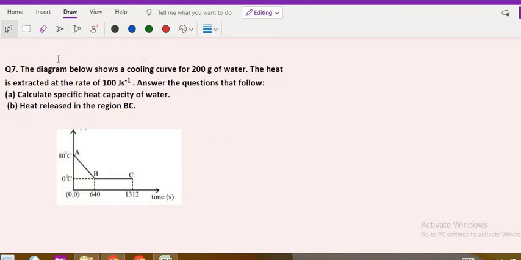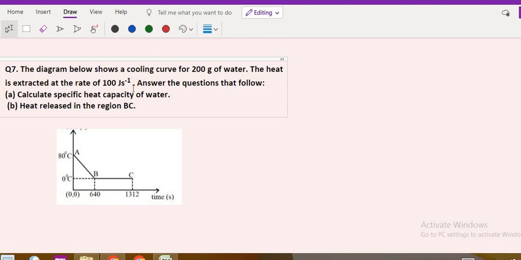This is question number 7. This question I have taken from the sample paper of second semester ICSE 2022. There is a graph given to us. The diagram below shows a cooling curve for 200 gram of water. The heat is extracted at the rate of 100 joule per second, that is in 1 second 100 joule of energy is being taken out from the substance. We have to answer the questions.